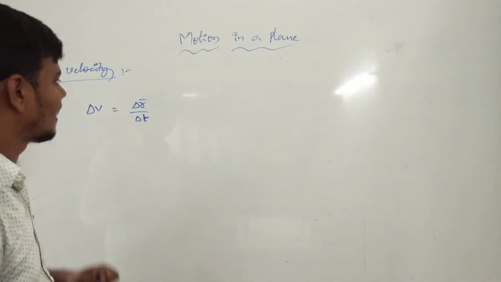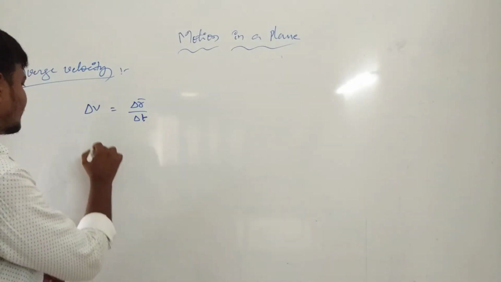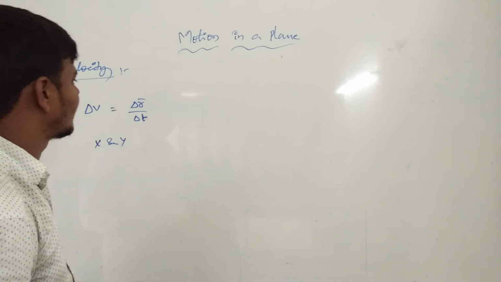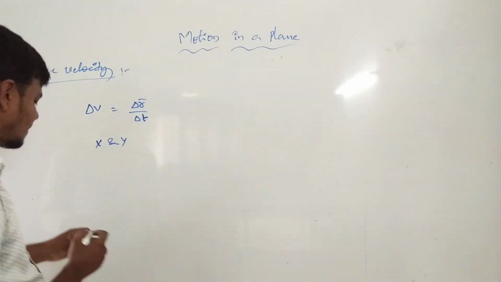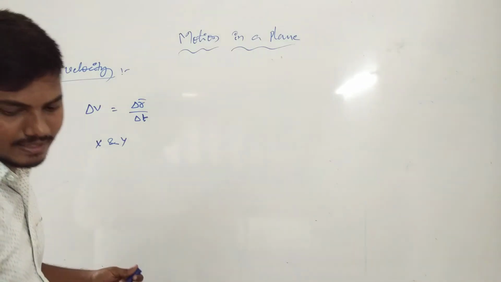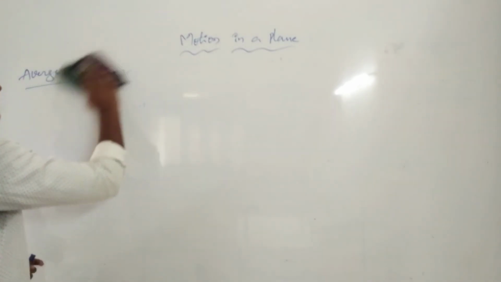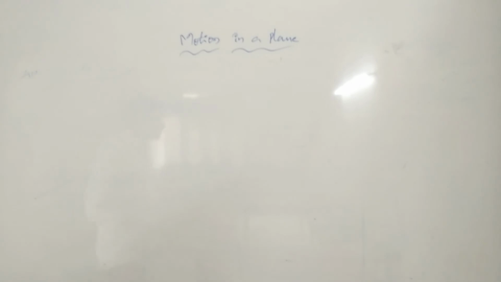Since delta r bar is the position function, we take the x representation, and again we take the y representation also. The first one, delta r is equal to r1 and r2, is represented in average velocity. Now next class we will continue our topic of motion in a plane. Clear one? This is our class.